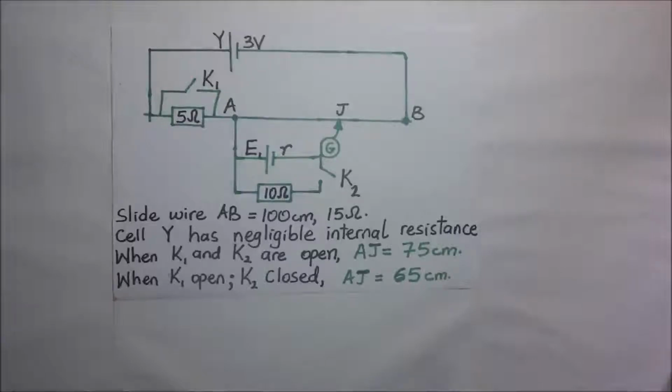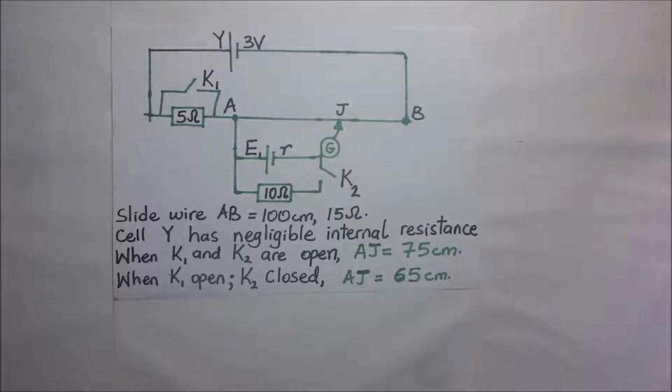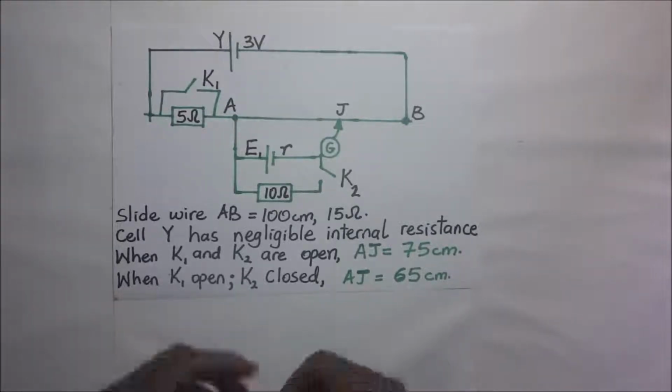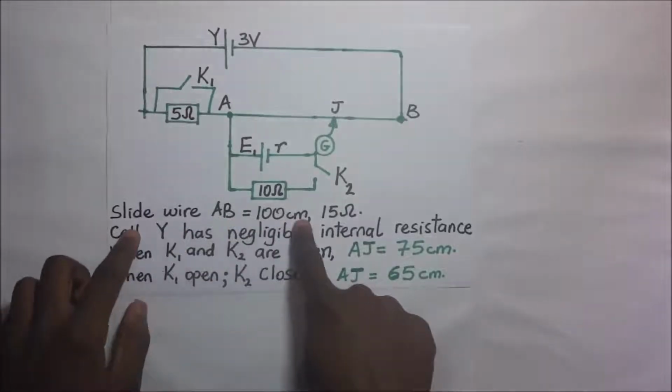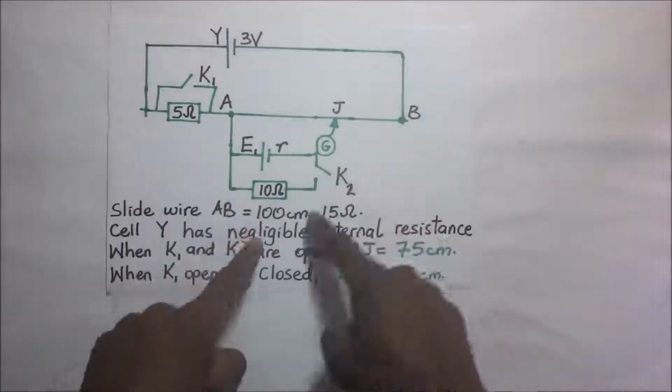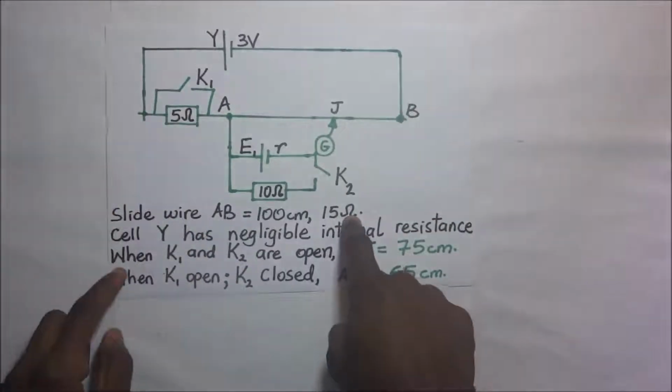We have a worked example right here. This is a figure that represents a potentiometer circuit. In this potentiometer circuit, we have a slide wire AB, and we are being told that this slide wire AB has a length of 100 centimeters. This slide wire also has a total resistance of 15 ohms.